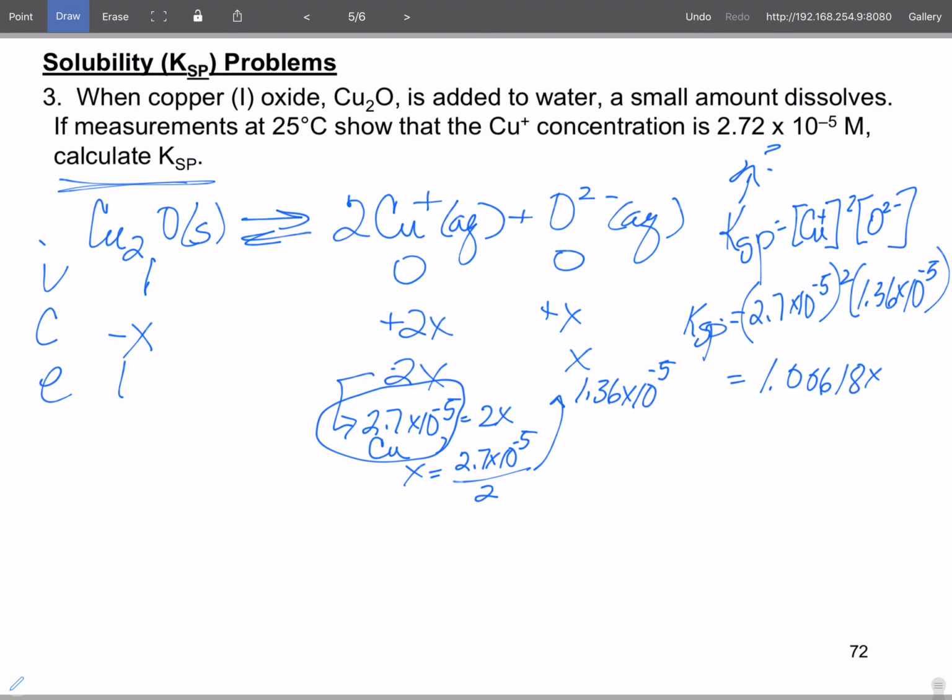And the value comes out equal to 1.00618 times 10 to the minus 14th. So your Ksp value is 1.0062 times 10 to the minus 14th. And remember, K values have no unit associated with them. It's really simple and it's really straightforward as long as you keep up with your ICE table. Your ICE table is your friend.